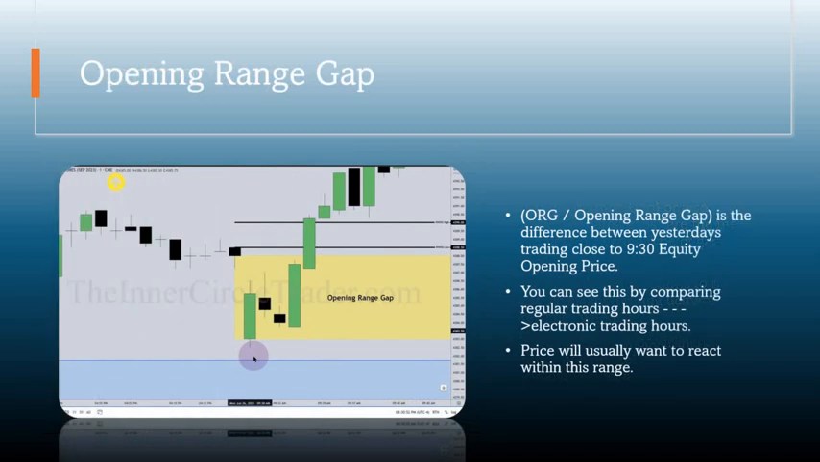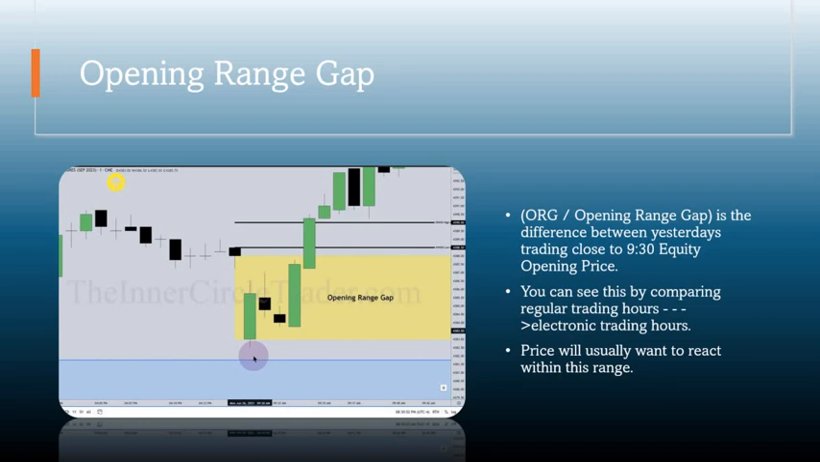Opening range gap. This is something you guys need to pay attention to. Okay? So opening range gap. This is the difference between yesterday's closing price to the 9:30 equity opening price. You can see this by comparing regular trading hours to electronic trading hours. Price will usually want to react within this range. Now, we are not talking about Forex here. Forget Forex for just this one.